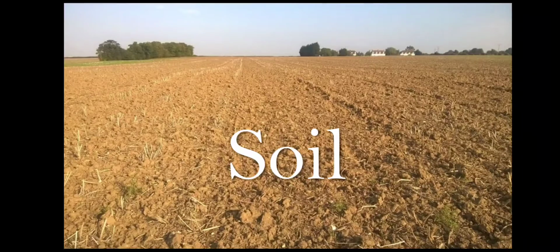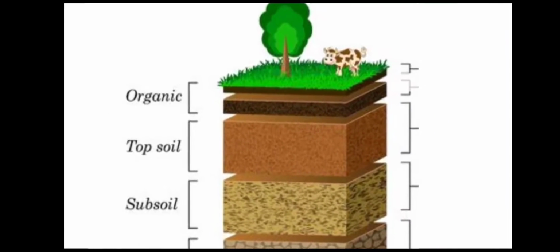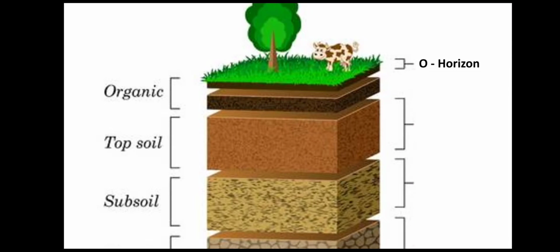Soil profile. Soil profile is defined as the vertical section of the soil exposing various layers from the surface of the soil to the underlying bedrock. The master horizons are: number 1, O horizon, which is the uppermost layer and contains most of the organic matters like leaves, animal waste and crop waste.